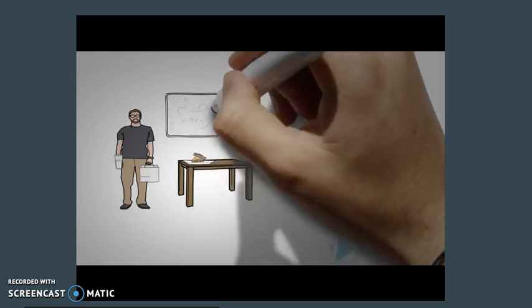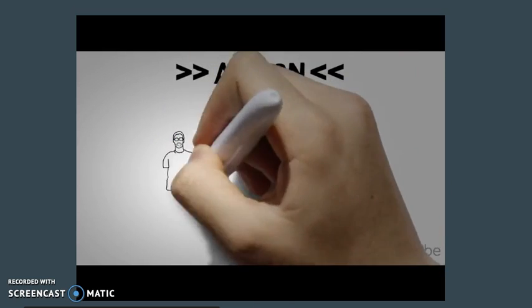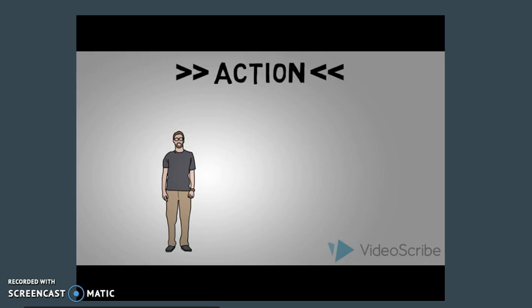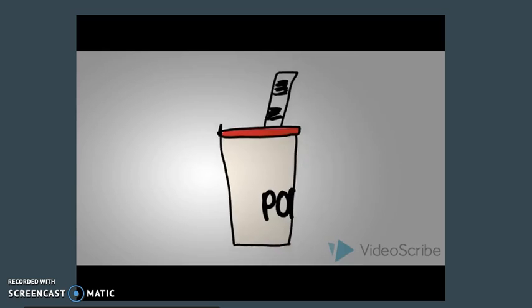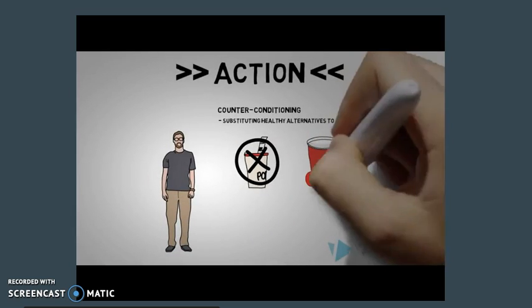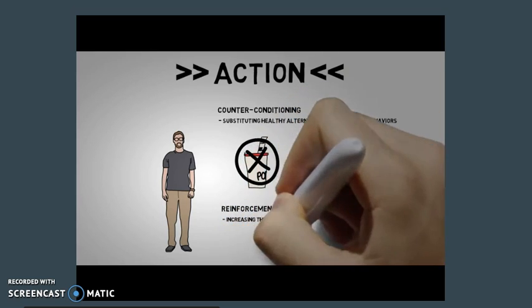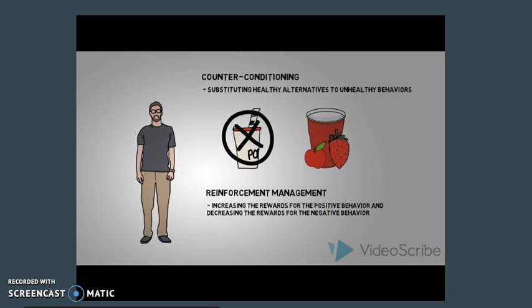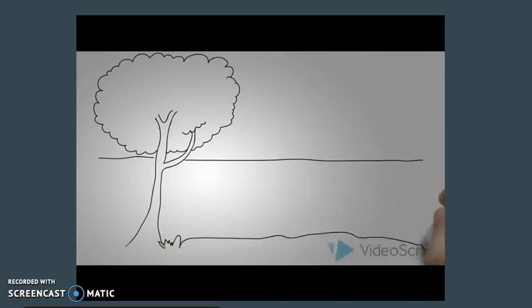This is where the behavior is changed, but it takes a lot of effort to make the new behavior stick. Some of the processes or strategies used at this stage can be counter-conditioning and reinforcement management. Counter-conditioning refers to substituting healthy alternatives to unhealthy behaviors. Instead of having a milkshake like Billy used to do often, he has begun having a smoothie made with fresh fruits. Reinforcement management is increasing the rewards for the positive behavior and decreasing the rewards for the negative behavior. Billy has been noticing his old clothes are fitting better again and no longer sees the need for fast food.